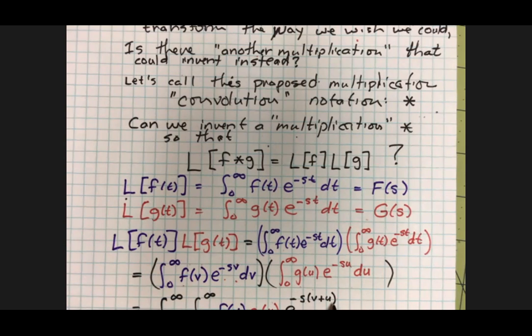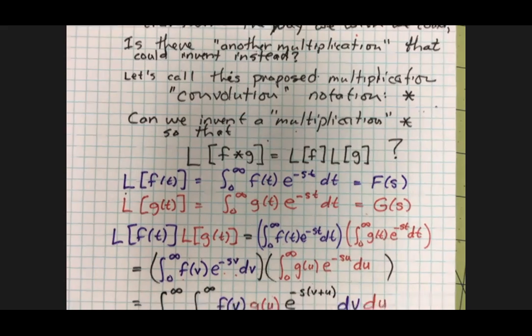This is sv plus su. Well, you've seen me factor that out before. Common s, common minus sign factored out leaves a v plus u. And then dv du. Okay, good. So the question is, sorry, I've got to move my paper up.